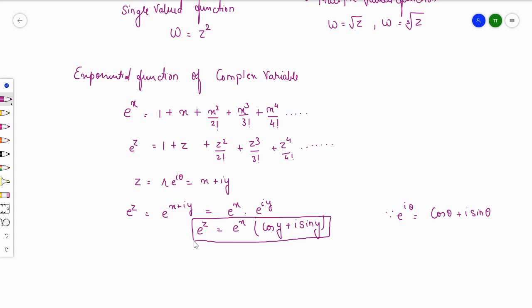You do not need to remember this, you just learn this process. e raised to power z is equal to e raised to power x plus iy. We separate the power, so e raised to power x dot e raised to power iy. And what is e raised to power iy? This is equal to cos y plus i sin y. That is, e raised to power z is not 0 for any value of z.